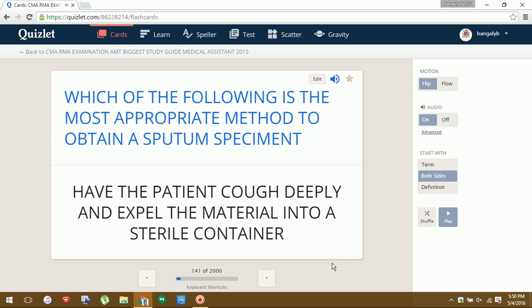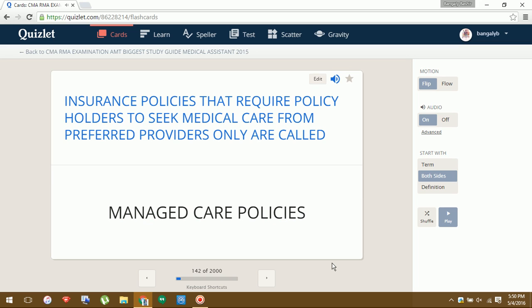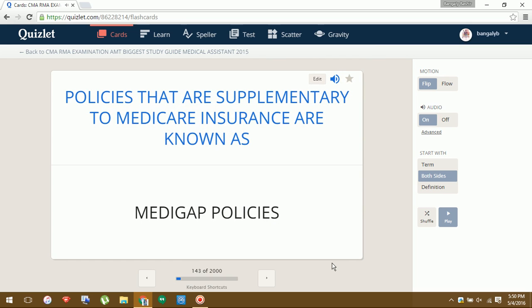Which of the following is the most appropriate method to obtain a sputum specimen? Have the patient cough deeply and expel the material into a sterile container. Insurance policies that require policyholders to seek medical care from preferred providers only are called managed care policies. Policies that are supplementary to Medicare insurance are known as Medigap policies.